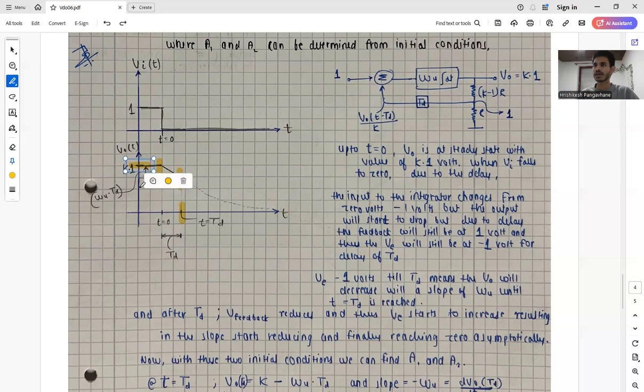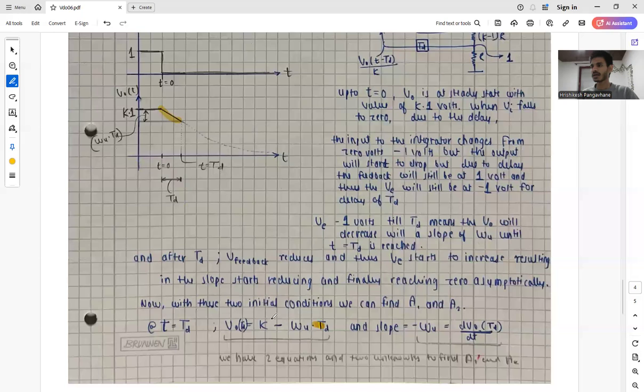So basically the decrease in k, starting from t equals 0 to t equals td, is basically nothing but omega u times td, and thus our v out will be k minus omega u times td, and the slope will be minus omega u, and the slope is determined by dv naught of td divided by dt. So we talked about these two values, and thus we have two equations and two unknowns, and hence from here we can find the values of a1 and a2.